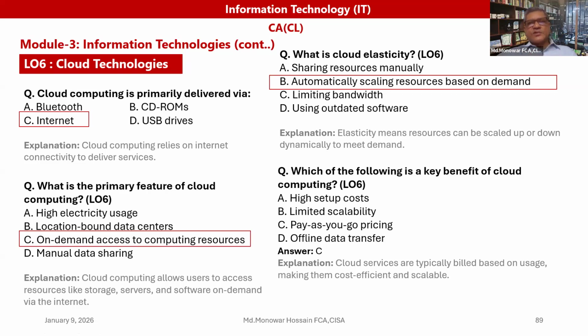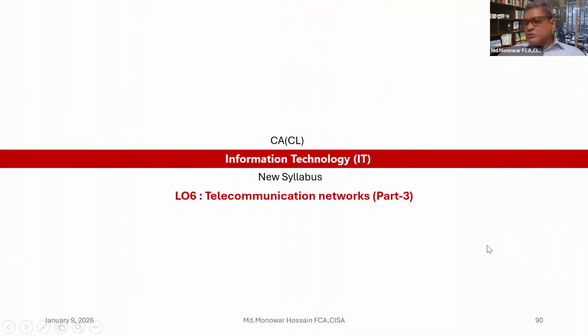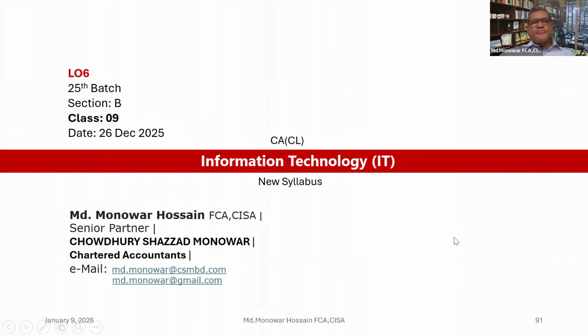Answer C. Which of the following is a key benefit of cloud computing? The key benefit is pay-as-you-go pricing, because cloud services are typically billed based on usage, making them cost efficient and scalable. Answer C. So that completes cloud computing. Now within LO-06, we have another one.